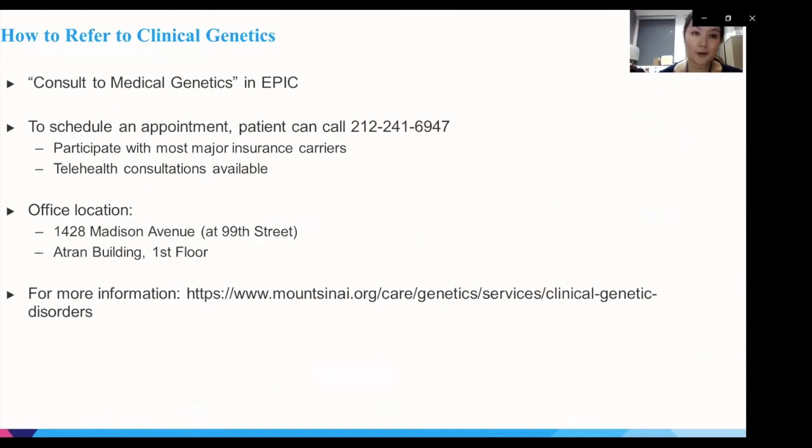If after this talk you're thinking there are a couple of patients you have in mind that would warrant further workup, we're happy to see them. The easiest way to get them to us is to place an order in Epic for a consult to medical genetics, and you can have your patient call us. We're located in Atranberg on the first floor.